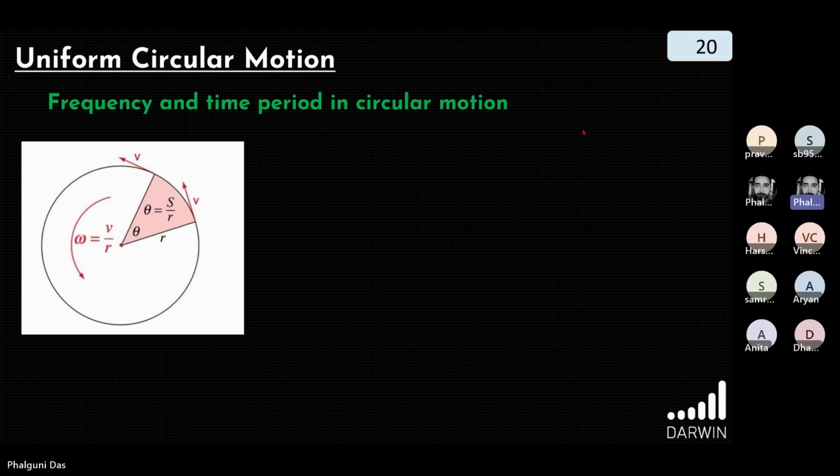Next, there are 2 other quantities that are very important regarding circular motion: frequency and time period.